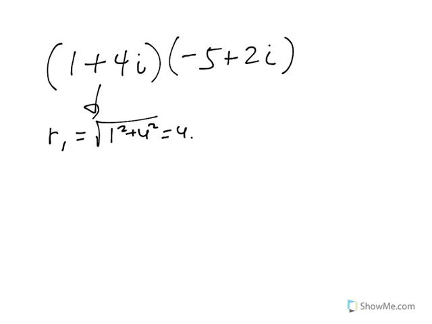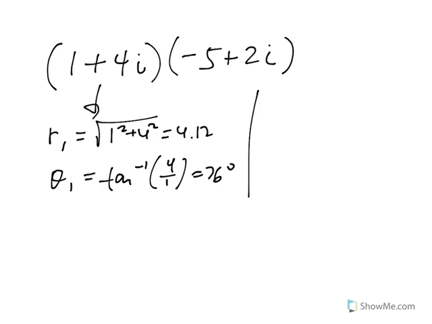It ends up being about 4.12. And the theta value is, this is in the first quadrant, so tan inverse of 4 over 1, which is about 76 degrees. For this other number, and it's a really good idea to draw even the most basic sketch of these just to see at least what quadrant I'm in.